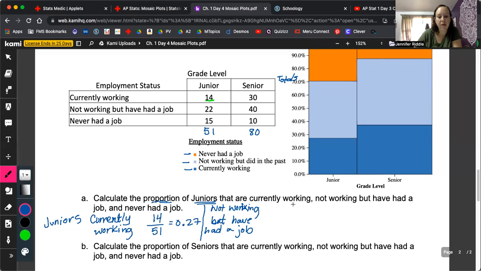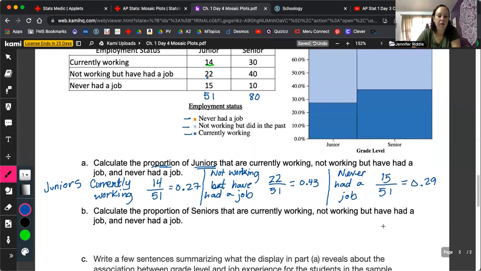Okay, not working, but have had a job. On my table, I can see I have 22 out of the total of 51 juniors who have done that, which comes out to 0.43. And then our last category, we have never had a job juniors. Okay. And so for never had a job, it looks like I have 15 juniors who have never had a job out of a total of 51 juniors. And that comes out to a proportion of 0.29.